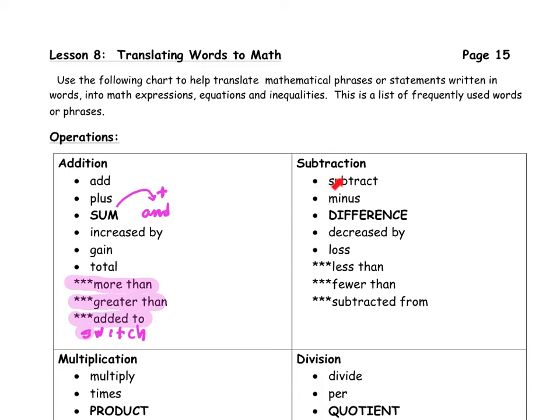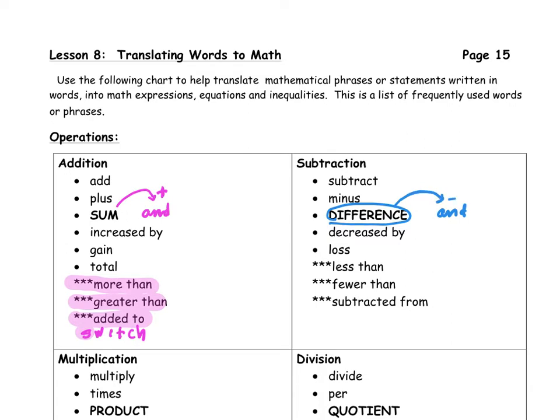So let's move on to subtraction. Once again, you're going to notice that subtraction is bolded, and the reason why it's bolded is the same as sum. When they say the word difference, that means they're going to say the difference of, let's say, 10 and 4. So again, we are going to place that minus sign where the word and is.